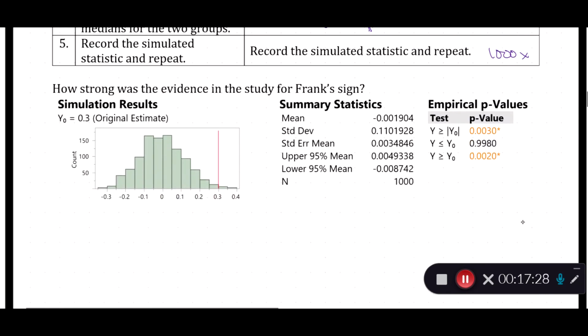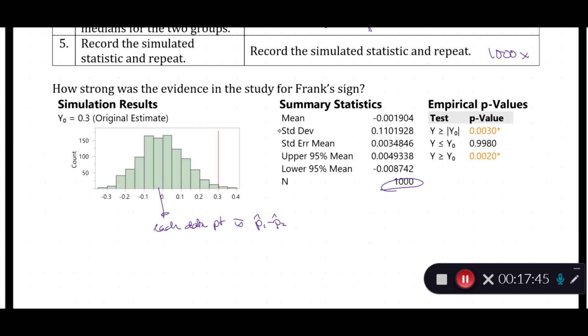Well, we could do that with the cards, but it's a lot easier to do this in JMP, so I've generated this. Each data point is a P1 hat minus a P2 hat. I've done this 1,000 times.